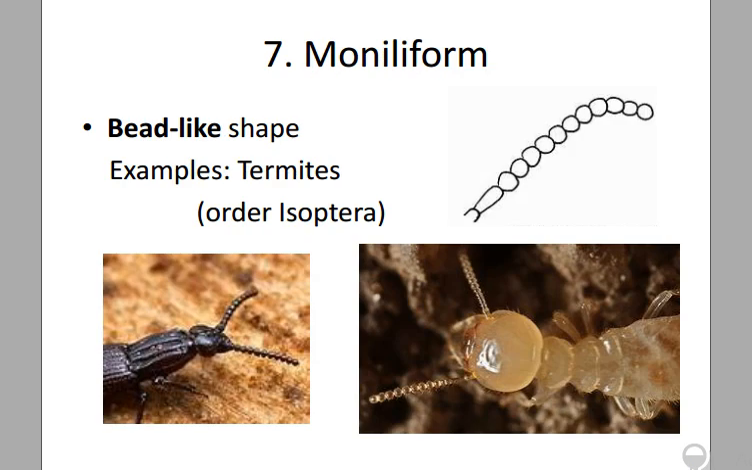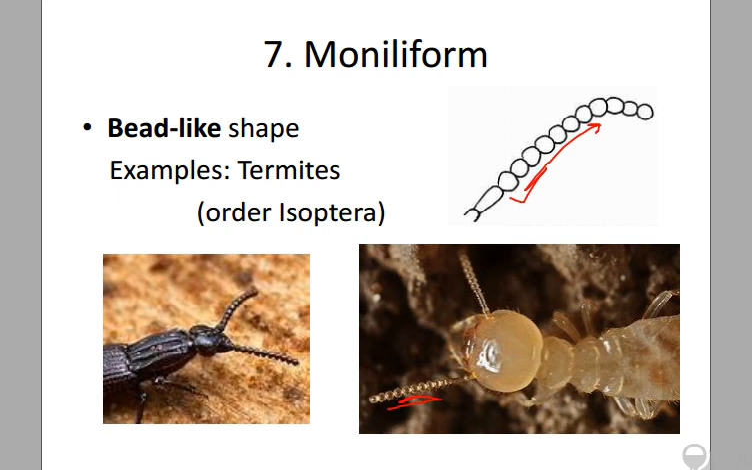The next type of modification is moniliform. In this modification, we find bead-like shapes in insect antennae, and from the third segment the beads are present. From this figure we can see these are all beads, present in termites. This is an image of a termite, and termites belong to order Isoptera. The bead-like shape is present in moniliform antennae.